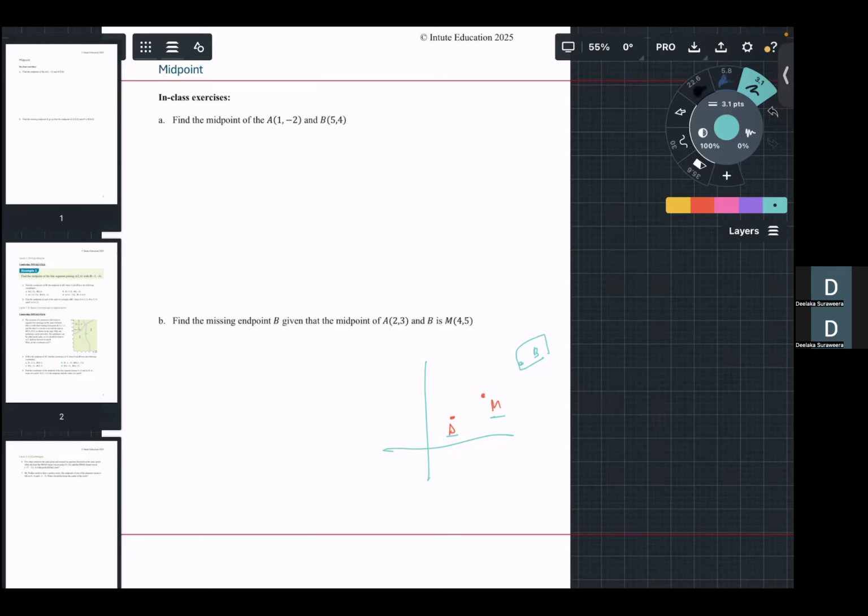So for B, they're not asking you to find the midpoint. They've given you the midpoint and one endpoint.